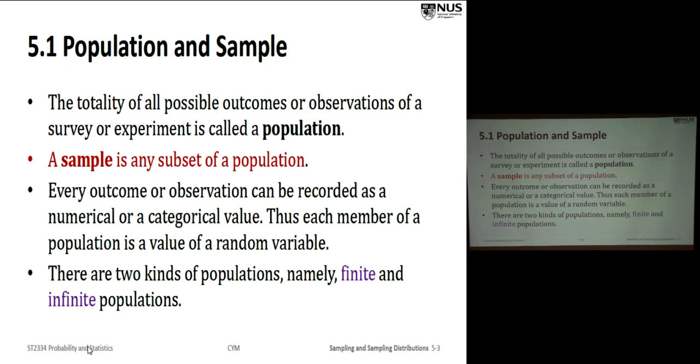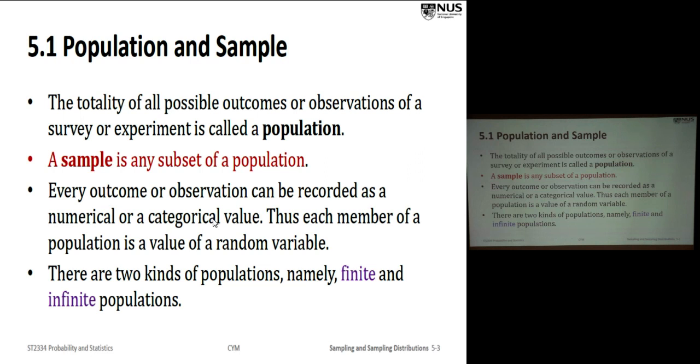Okay, and that's basically what we're going to talk about for this part of the notes. So a sample is basically a subset of a population. A population is the totality of all possible outcomes. This shouldn't be confused with the concept of probability spaces, where we've moved away from that now. The key point is that every observation or outcome can be recorded as a numerical or categorical variable, at least in our world.